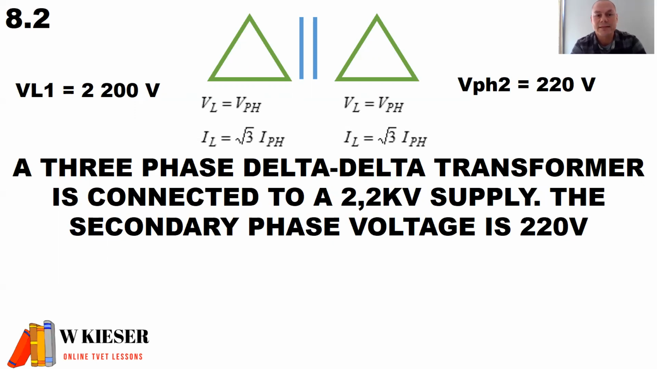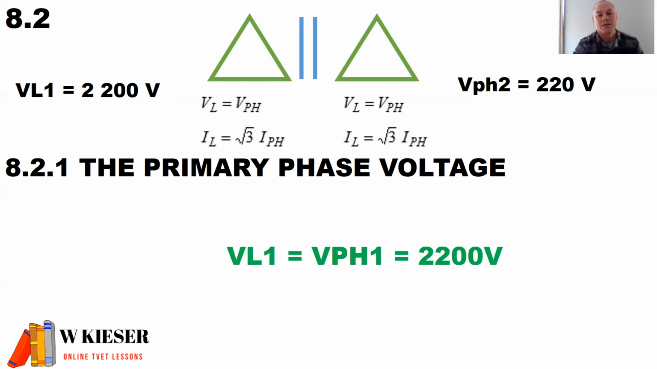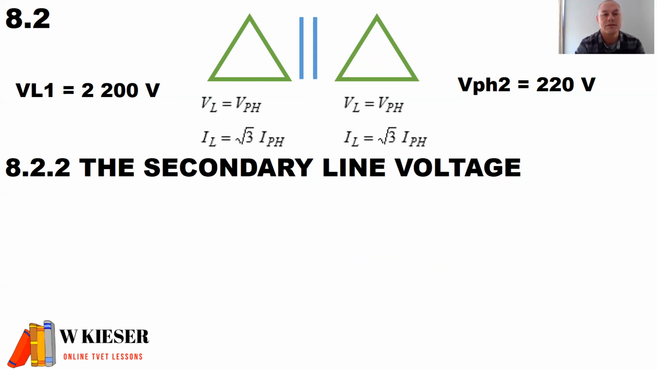The formulas for delta, VL is equal to V phase, and IL is equal to square root 3 times I phase. Right, in 8.2.1, calculate the primary phase voltage. So VL1 is equal to V phase 1, which is equal to 2,200 volts.